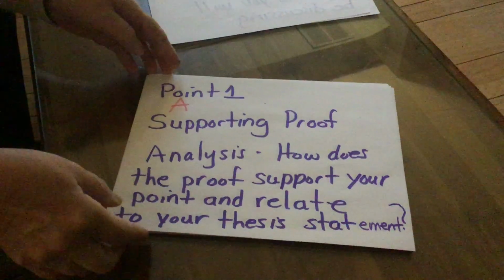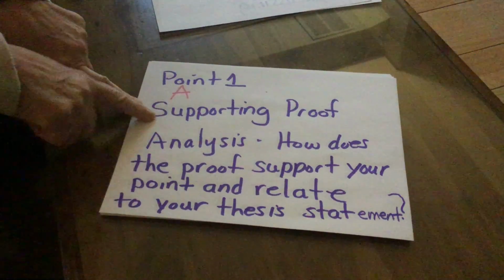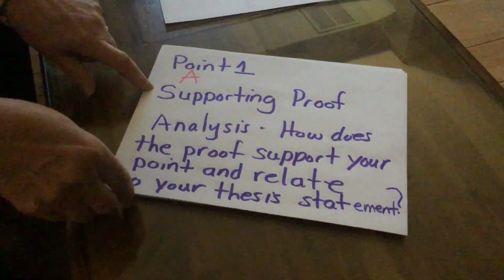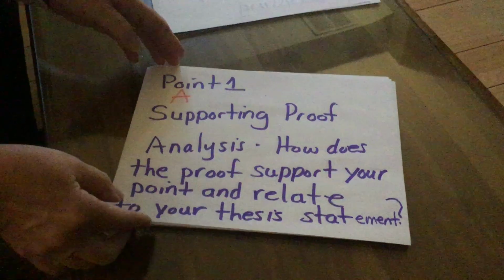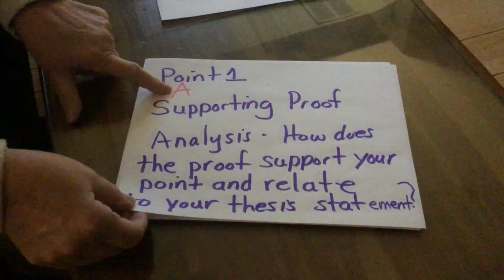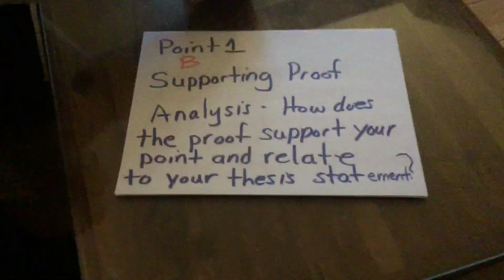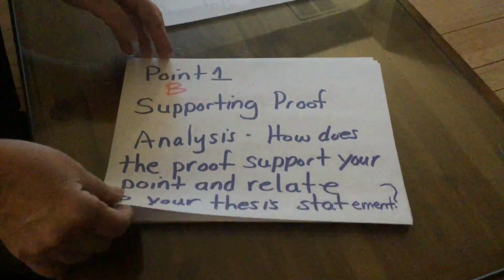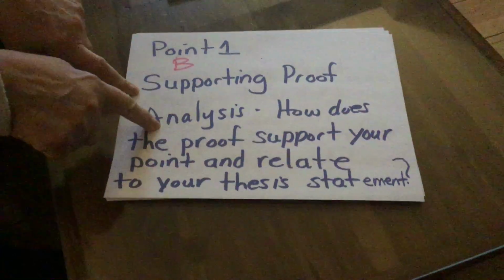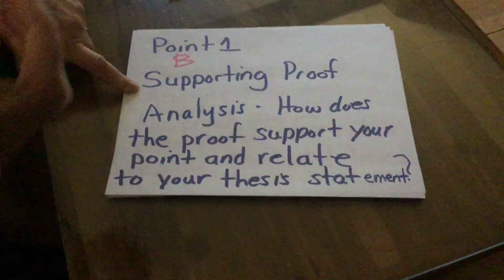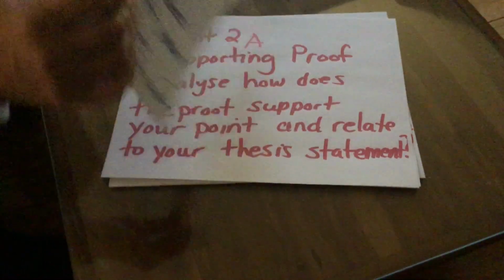In the point 1 paragraph, the process is always to make your point, give supporting proof from your research, and then analyze how that proof supports your point and relates to your thesis statement. I put A here because for point 1, you might have a couple of points that you want to make, and they all follow the same idea. You make your point, you get supporting proof from your research, and then you analyze how that proof or research supports your point and relates to your thesis statement.